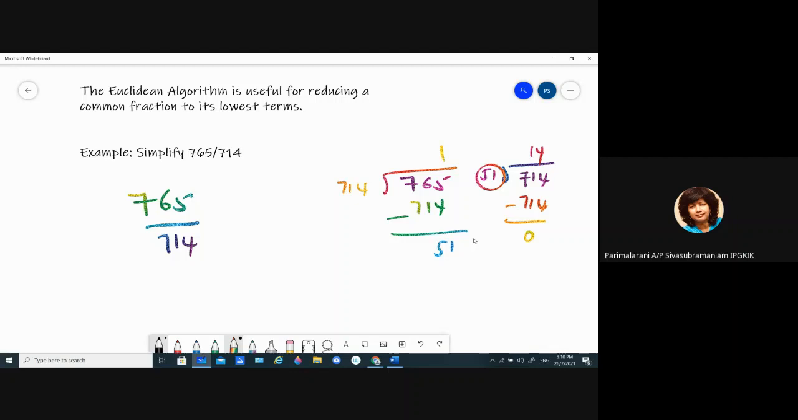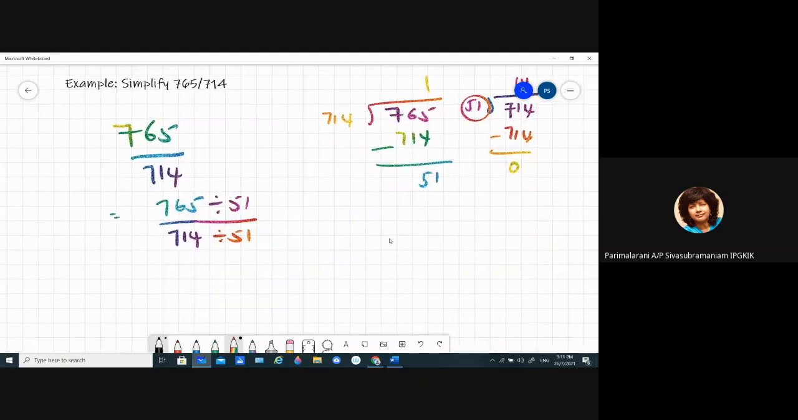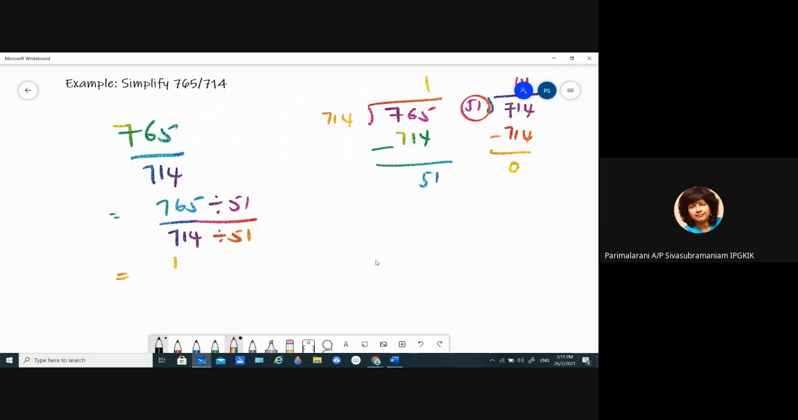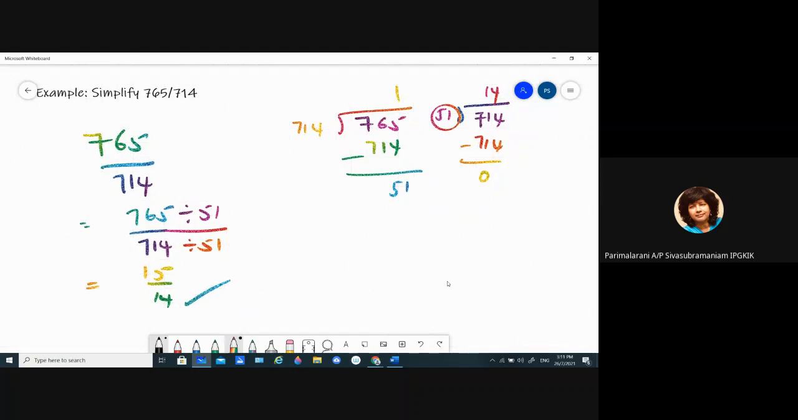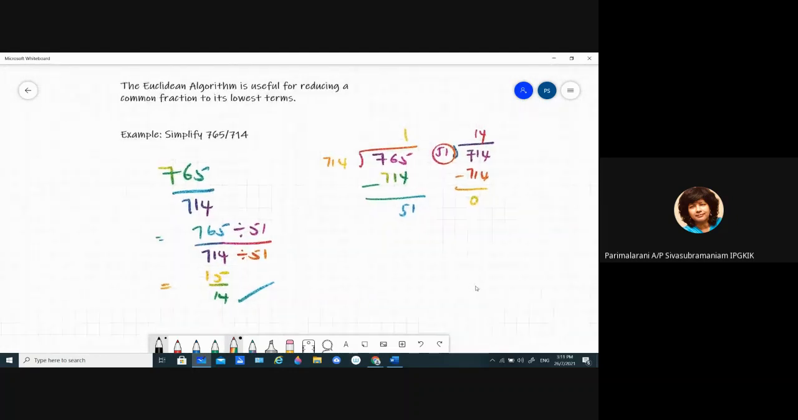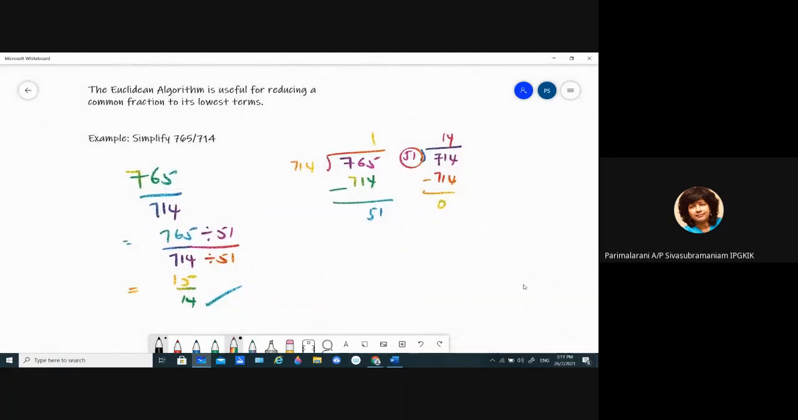So when you want to reduce a fraction, you divide straight away by the greatest common divisor. You can't reduce it anymore after that. So you would get 15 over 14, which is 1 and 1 over 14, or you can leave it as that. If you want to just simplify the fraction, we leave it as this. So that is the purpose of the Euclidean algorithm. It helps us to reduce fractions very quickly.